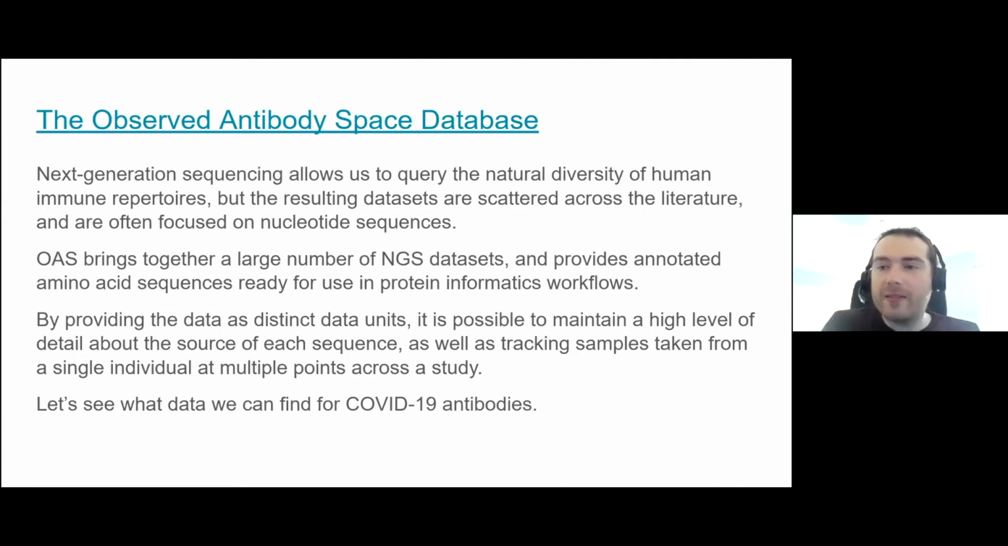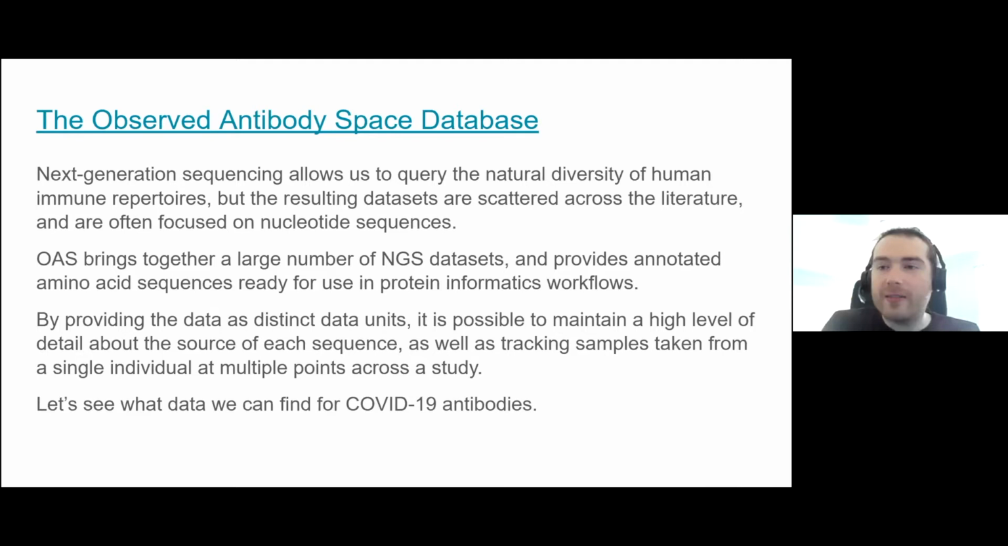sets that you'll find across the literature are quite scattered. They're often very heterogeneous, and they often present things in terms of nucleotide sequences rather than amino acid sequences, which is what you really want to work with if you want to start building structural hypotheses of what these proteins look like. So to solve this problem and get this data into a format that's useful for people thinking about proteins, we developed the Observed Antibody Space, or OAS Database, which brings together a large number of NGS data sets.